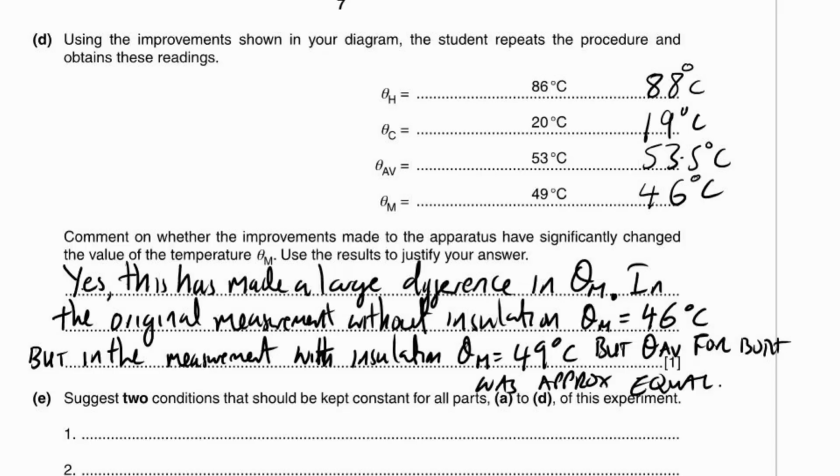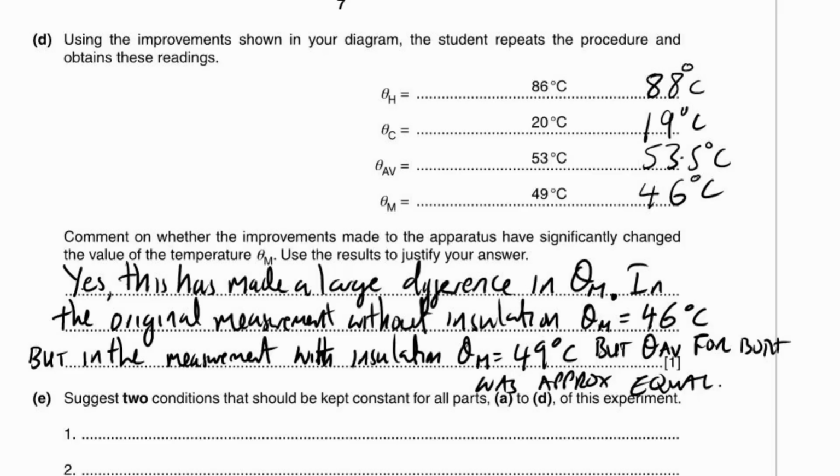So there we go. What I've said is, yes, this has made a large difference in the theta m, the measured value. In the original measurement without insulation, theta m was 46 degrees Celsius. But in the measurement with insulation, theta m is 49 degrees Celsius. And that's comparing both of them together when theta av for both, the average temperature, was approximately equal. 53 degrees Celsius versus 53.5 degrees Celsius. That's very, very close together. So there we go. I would say, yes, it has made a large difference.